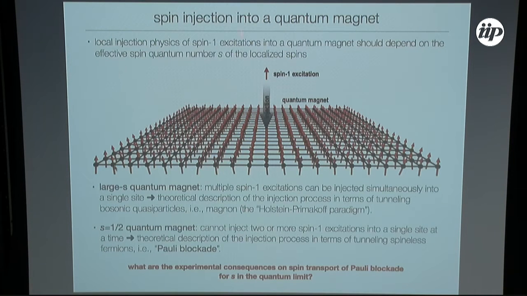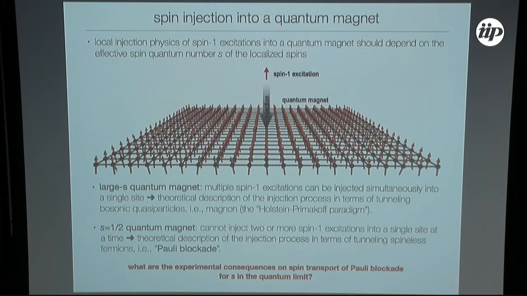So in general, local injection of a spin-1 excitation into a quantum magnet should depend on the effective quantum spin number S of the localized spin. Imagine I'm trying to inject a spin-1 excitation into a quantum magnet. For a large-S magnet, you can put multiple spin-one excitations into a local site. So the theoretical description of injection is in terms of tunneling bosonic quasiparticles, or magnons. That's what I call the Holstein-Primakoff paradigm.